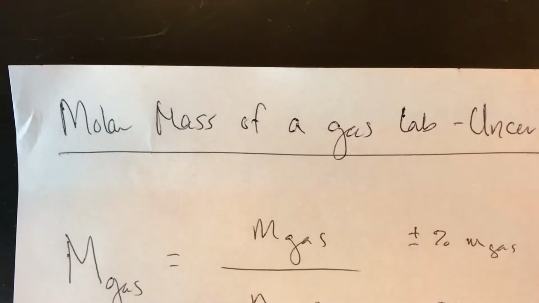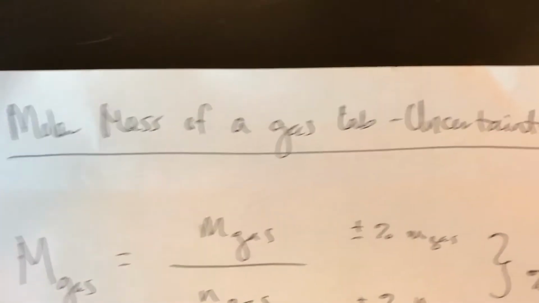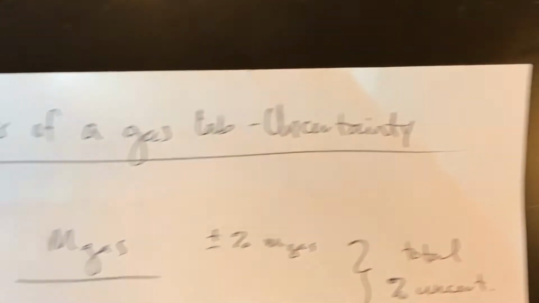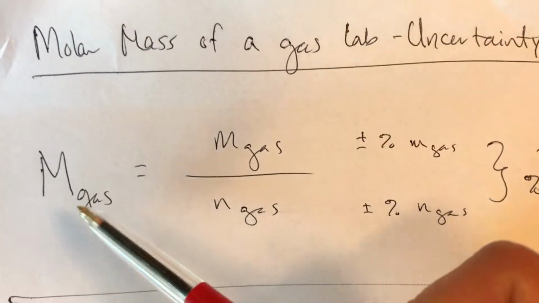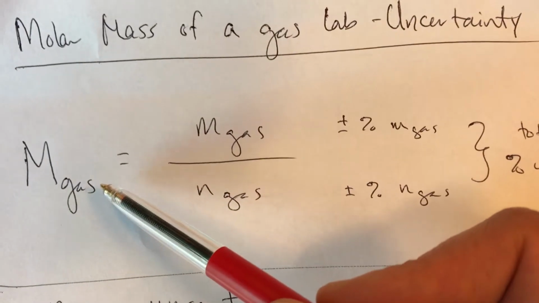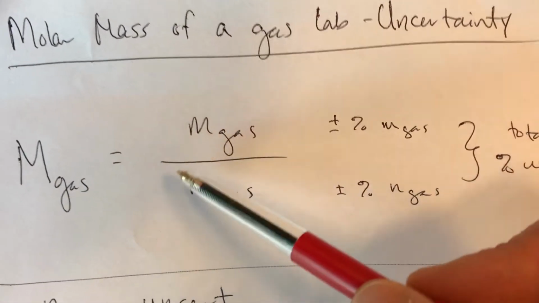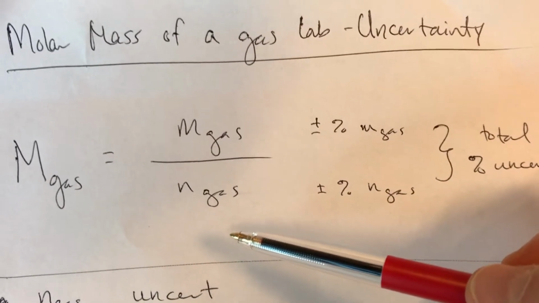Okay, we're going to do a lo-fi video for simplicity's sake about the molar mass of a gas slab and how we calculate the uncertainty. So if you're going to calculate the final uncertainty on the molar mass of gas, you got to think about where that calculated value came from and which measurements you used along the way. Every time you use a measurement, you have to include its uncertainty.